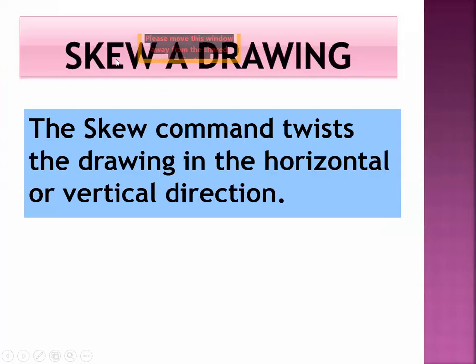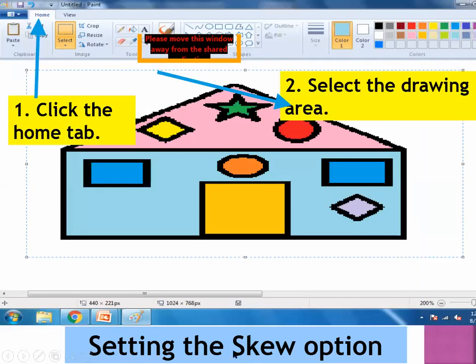Now we will learn what the skew option is. The skew option twists the drawing in the horizontal or vertical direction. Now I'm telling you the steps to skew a drawing. For skewing a drawing, first click on the Home tab. Step number 2 is select the drawing.